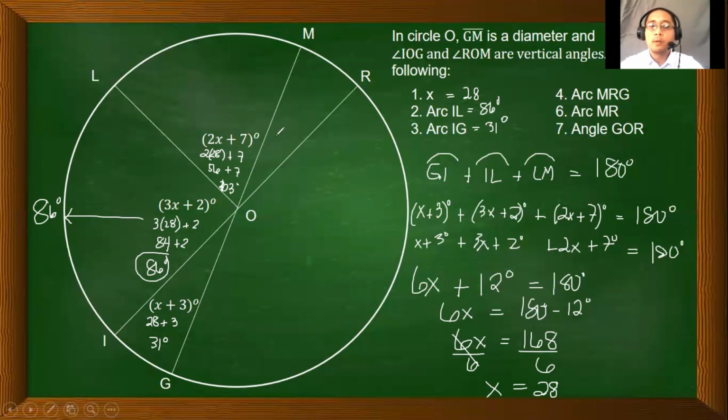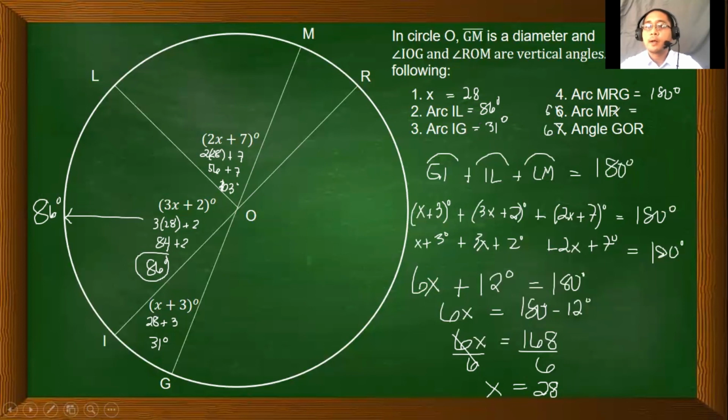Now, how about arc MRG? Take note, based on the given statement, that line segment GM is a diameter, so arc MRG is a semicircle. So the measurement of a semicircle is equivalent to 180 degrees. Now, next, how about for the number 5? Okay, correction for that item. That is number 5 and number 6.